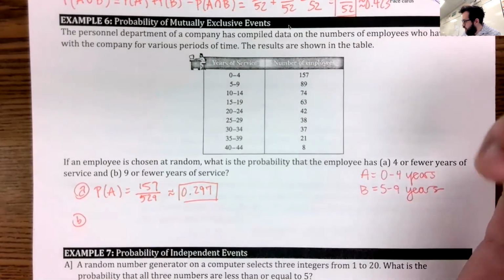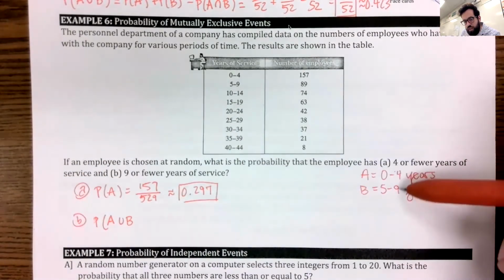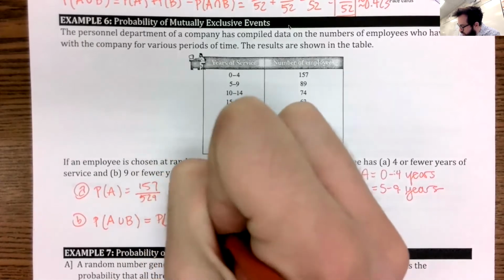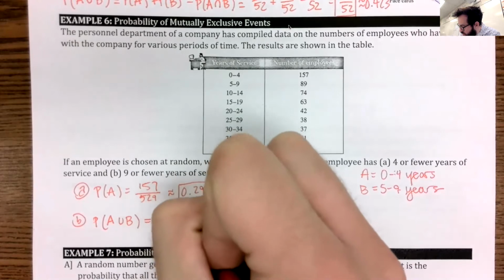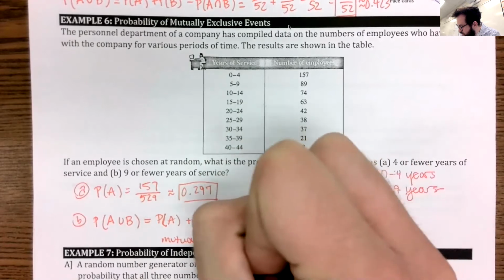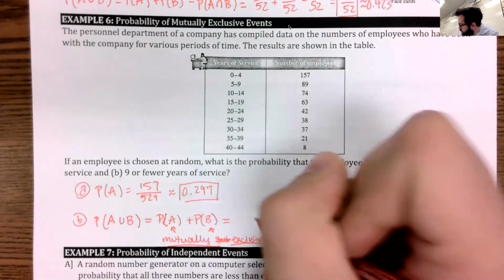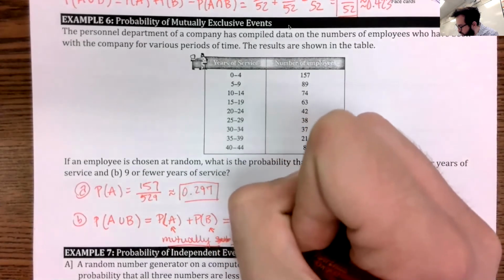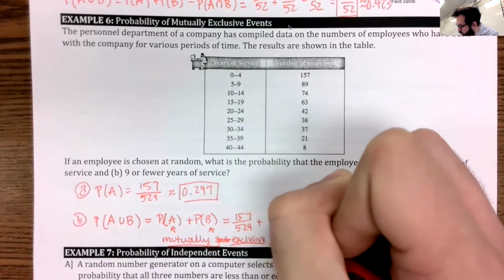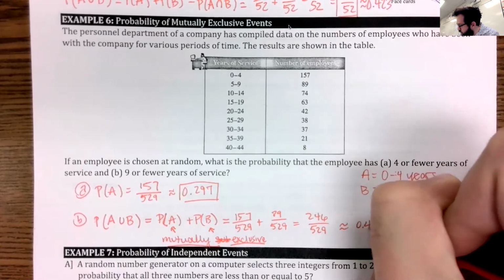So the probability of A union B, so A or B occurring, right? 0 to 4 or 5 to 9. In this case, it's going to be the probability of A plus the probability of B. Because these are mutually exclusive, we don't have to subtract any overlap. Those are mutually exclusive. So all we have to do is add them. So we have 157 over 529, which we already figured out. Probability of B from 5 to 9 is 89 over 529. So we add those together, we get 246 over 529, which is about 0.465.